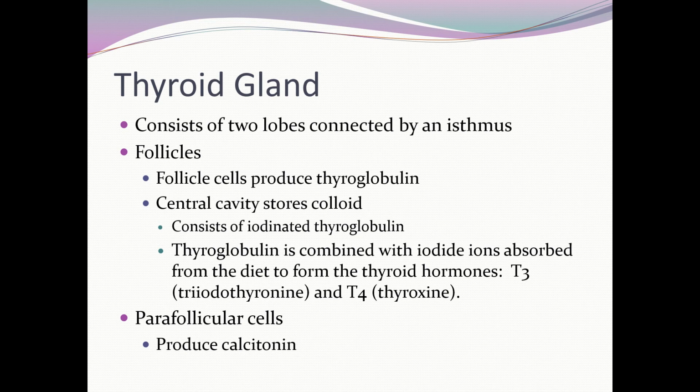Thyroglobulin is combined with iodide ions absorbed from the diet to form the thyroid hormones T3, triiodothyronine, and T4, thyroxine. The parafollicular cells will produce calcitonin.